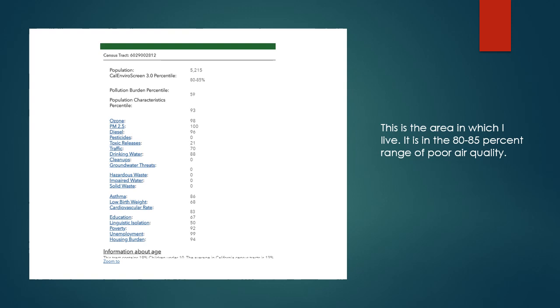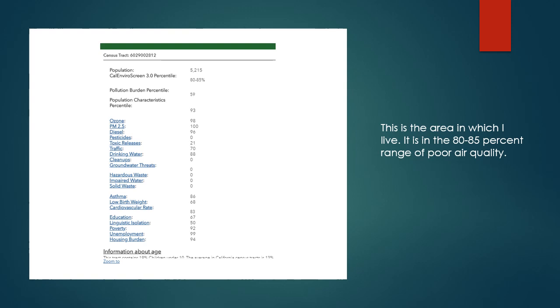And as you look through the census tract, there are asthma and cardiovascular ratings. Asthma is at 86 and the cardiovascular rating is at 83. Remember, we mentioned that having bad air quality can contribute to some cardiovascular problems.